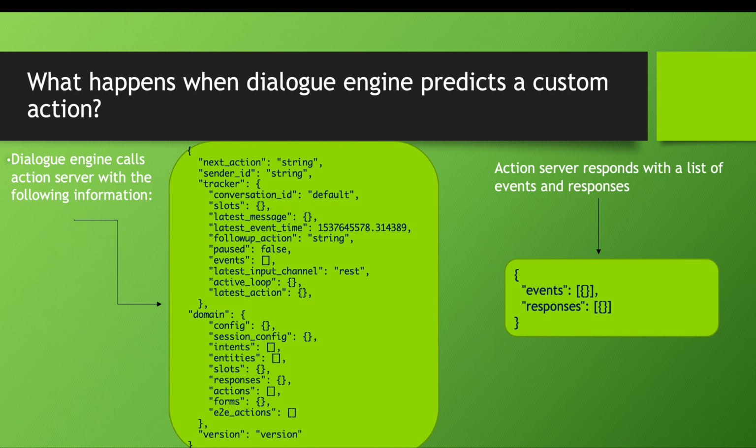So what happens when the Dialogue Engine predicts a custom action? When the Dialogue Engine predicts a custom action to be executed, it will call the action server with the following information. And then the action server will respond with a list of events and responses.